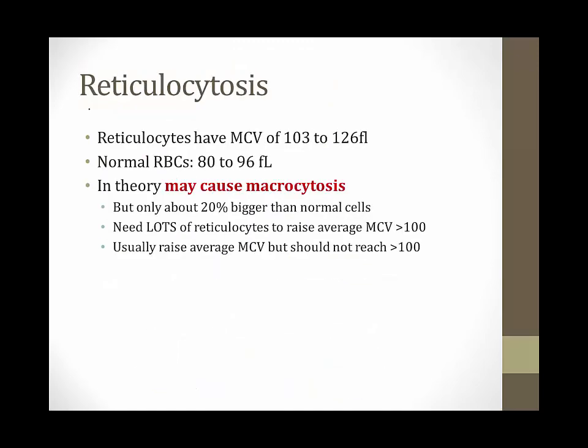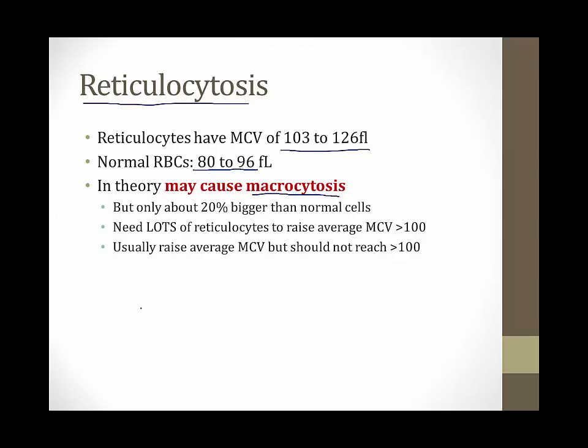The final cause of a non-megaloblastic macrocytic anemia is reticulocytosis. The reason this is listed in textbooks as a potential cause of a macrocytic anemia is because reticulocytes are bigger than normal red blood cells. Reticulocytes have an MCV of about 100 to 125. Normal red cells have an MCV of about 80 to 100. So in theory, if you had a normocytic anemia with a very high reticulocyte count, this could lead to a macrocytosis.